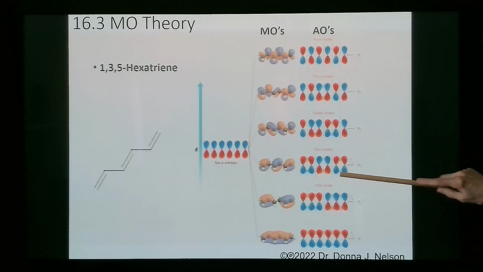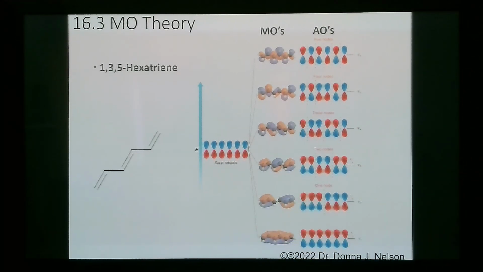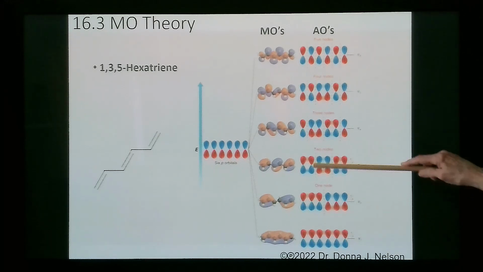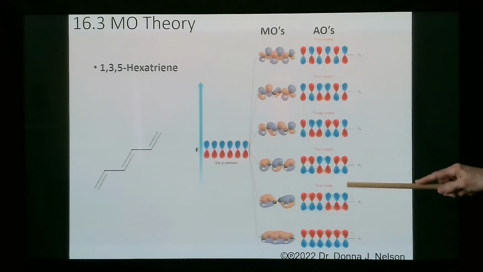So these two could be important in reactions of 1,3,5-hexatriene. And so we would just have to look at the reaction that we're considering in order to determine which of these is important. It could be psi 3 or it could be psi 4. We would need to know what it's reacting with in order to know which one of those is important.